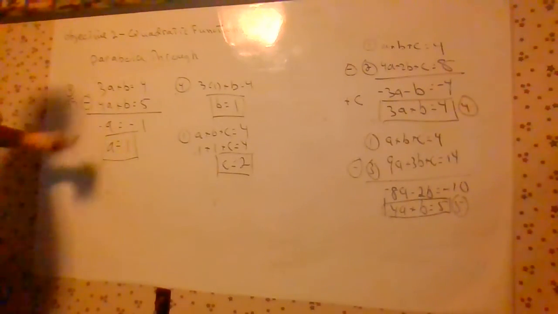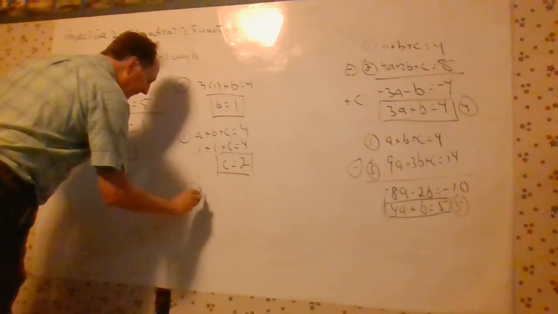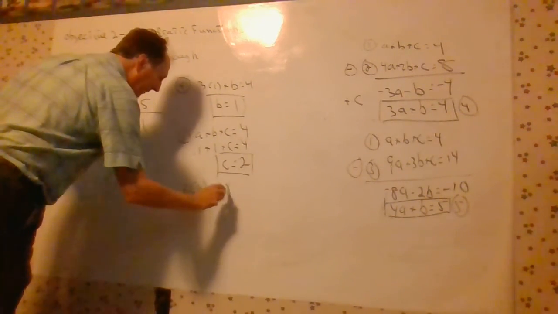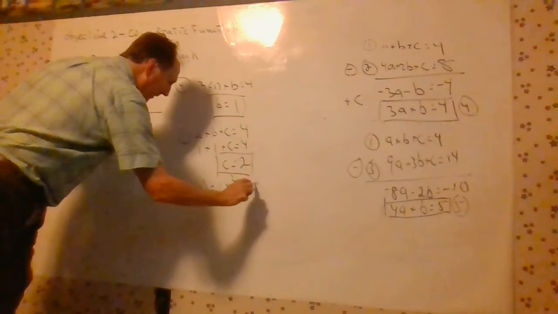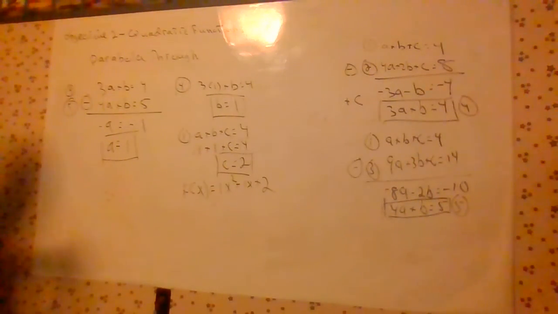Okay. This may look familiar. It's the same parabola, just 3 different sets of data points. F of x equals 1x squared plus 1x plus 2. It's the same parabola. It just took a little bit more work to get that.